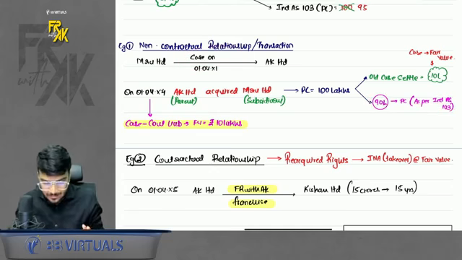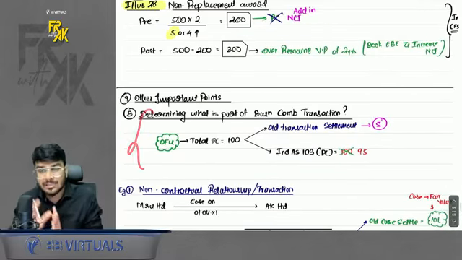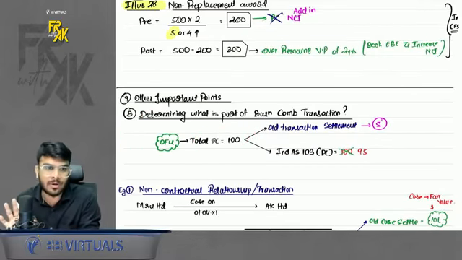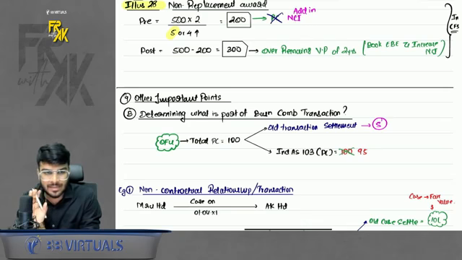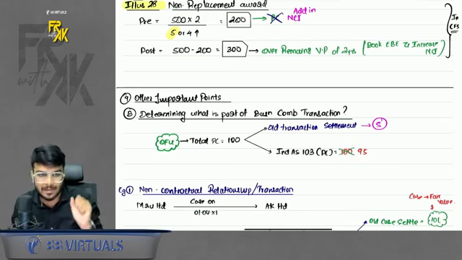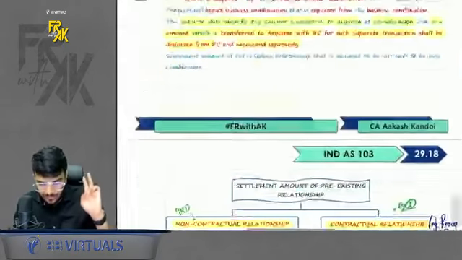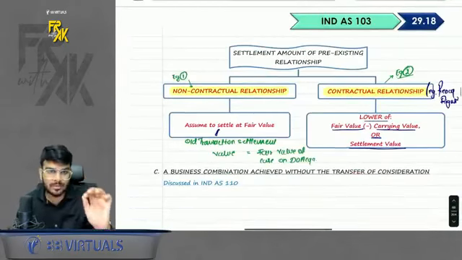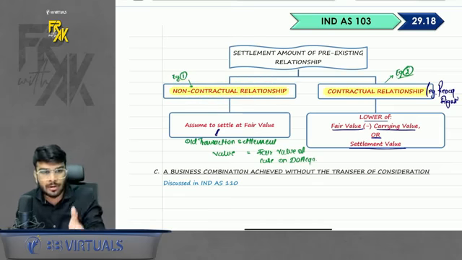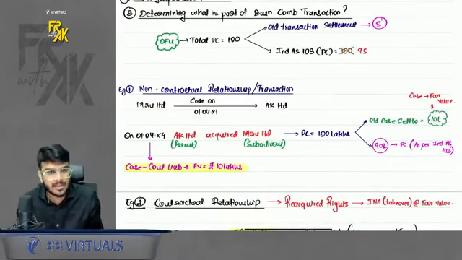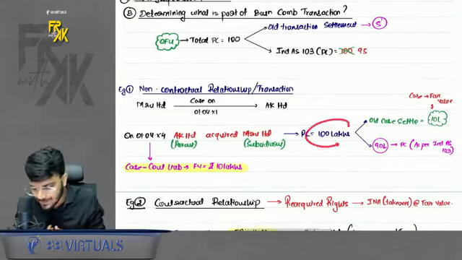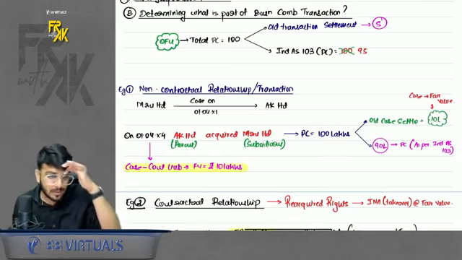So in this point, the standard tells us to check whether you have settled any old transaction or not. If you have settled any old transaction, remove that amount from PC and the balancing figure will be the PC as per Ind AS 103. There can be two types of cases. One is a non-contractual relationship or non-contractual transaction, which I discussed. A company filed a case on me, I acquired that company, so I will assume that whatever PC I am paying, I also paid for the past case.